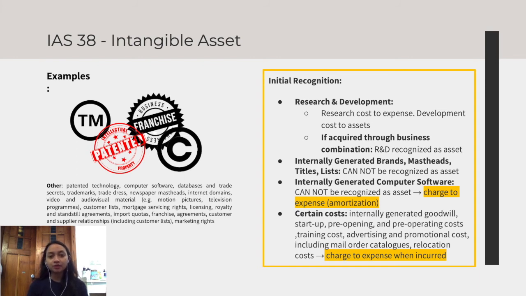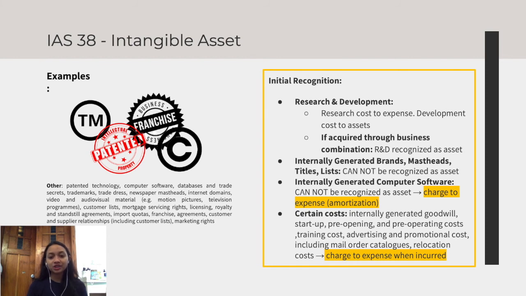First, in terms of research and development, according to IAS 38, research cannot be included as intangible asset but must be expensed, while development can be included as intangible assets. However, if the company purchases or acquires the intangible asset through business combination, then both R&D can be included as intangible asset. Next is internally generated brands, mastheads, titles, and lists, which cannot be recognized as intangible assets.